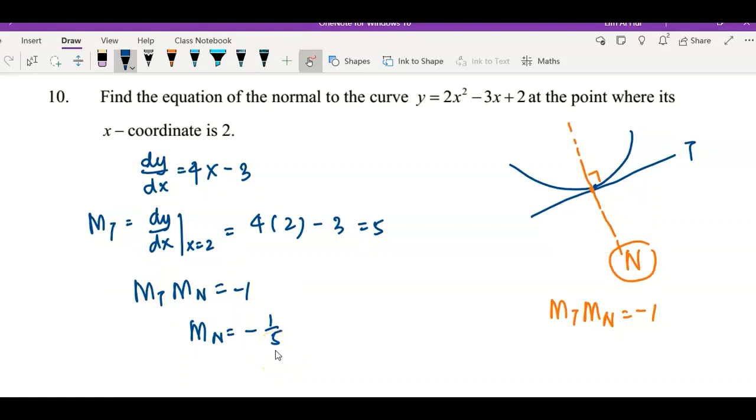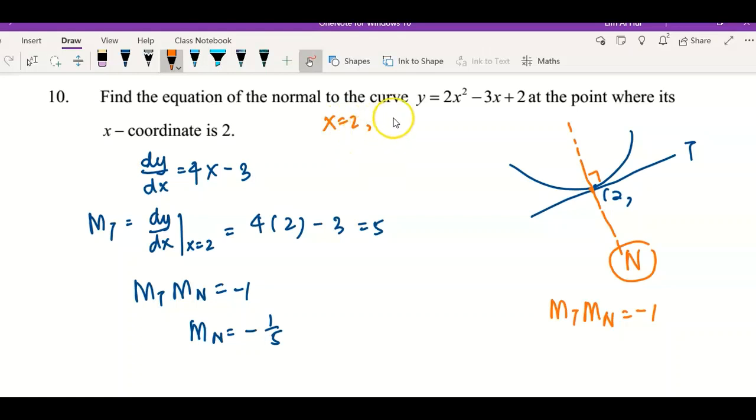Then, for the gradient of the normal here, you can see in this diagram that it also passes through the same point where the x coordinate is 2. To get the corresponding y coordinate, I just need to substitute.